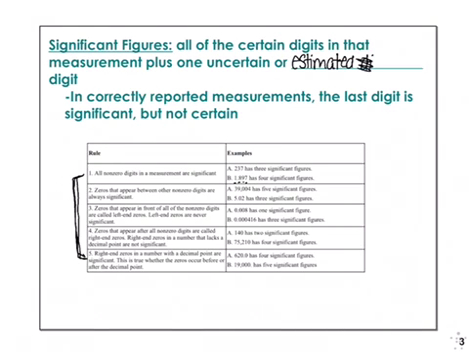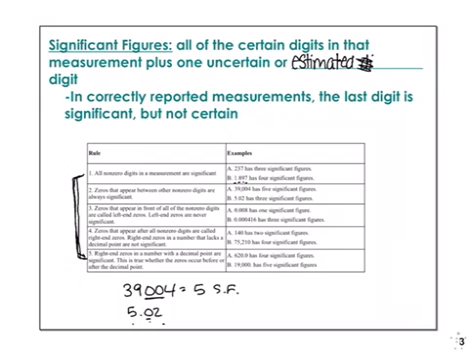Rule 2: zeros that appear between other non-zero digits are always significant. So in the example of 39,004, these 2 zeros are sandwiched in between non-zeros, so that makes them significant, for a total of 5 sig figs here. 5.02, also this 0 is sandwiched in between 2 non-zeros, so that gives us a total of 3 significant figures. Each one of these counts as a significant number.